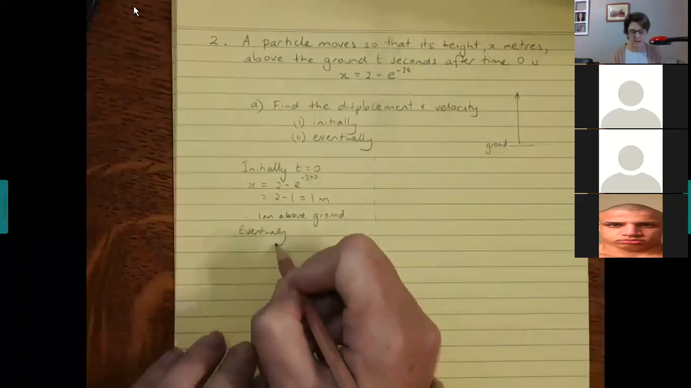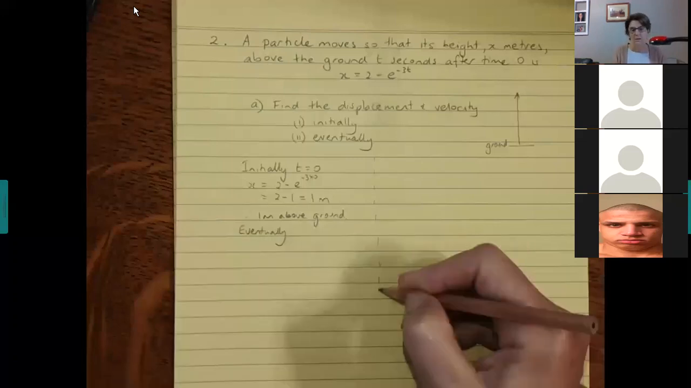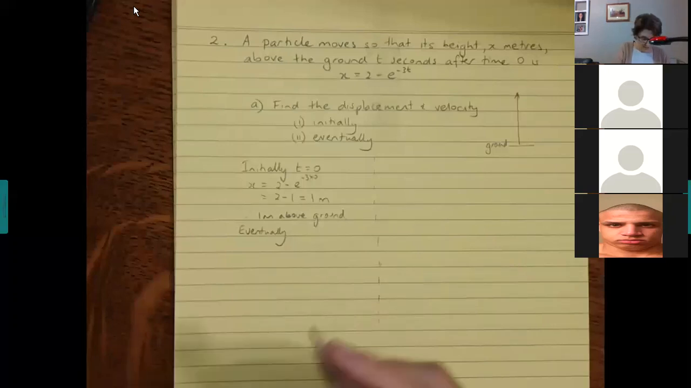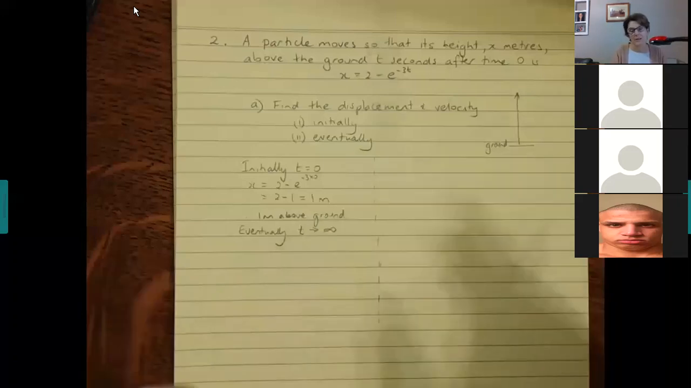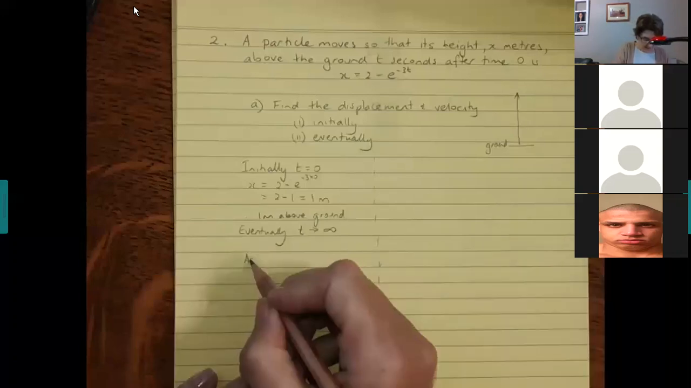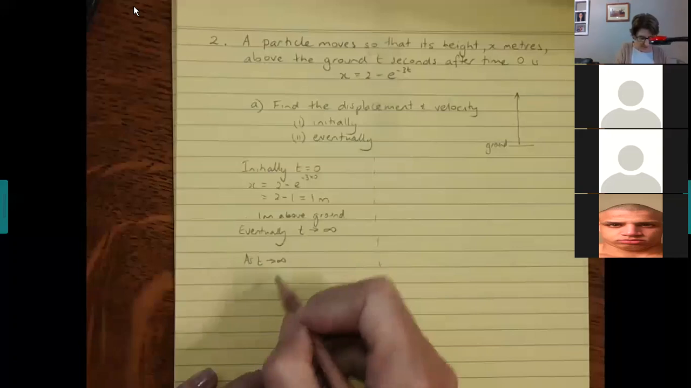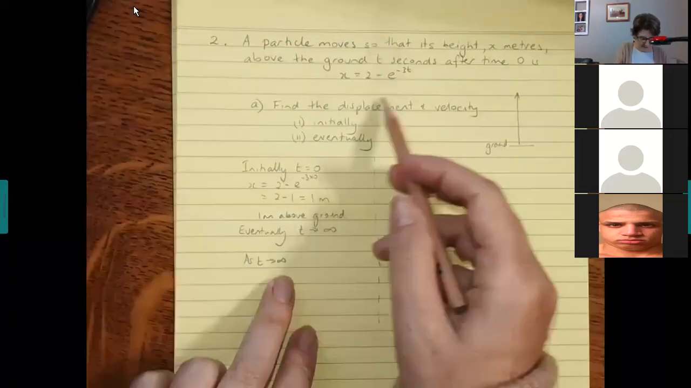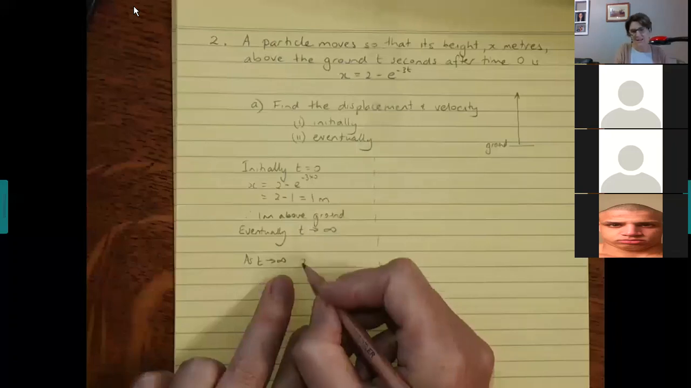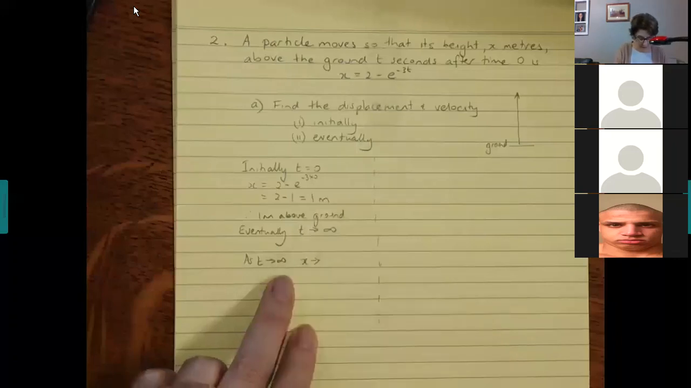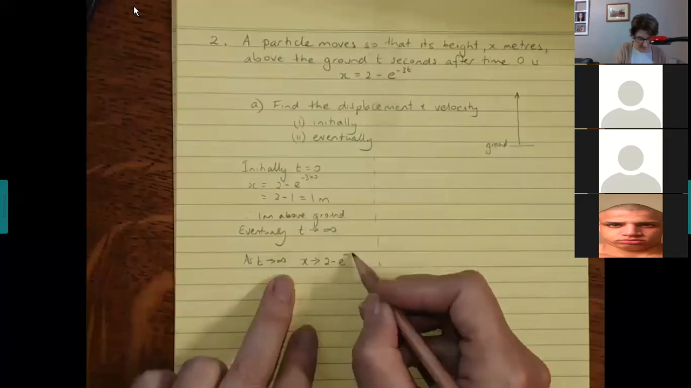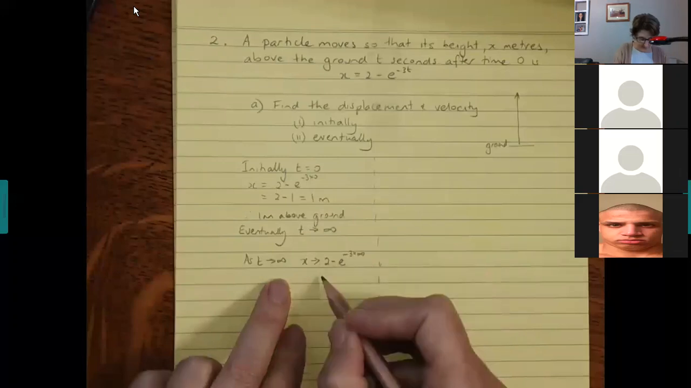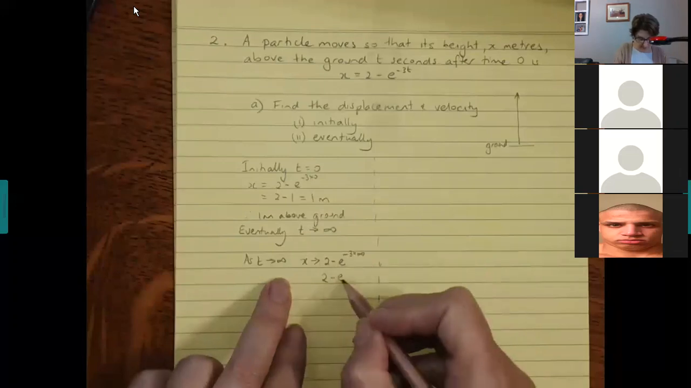So what does eventually mean? As t approaches infinity. Yeah, so you want your time to approach infinity. You want to find out where it ends up at the end of time, okay? So in this particular case, we're going to say as t approaches infinity, then we're looking at our displacement. We've got x, and technically we're saying it's approaching, okay, because it's like a limit question. So it's approaching 2 minus e to the minus 3 times infinity. So that's 2 minus e to the minus infinity.